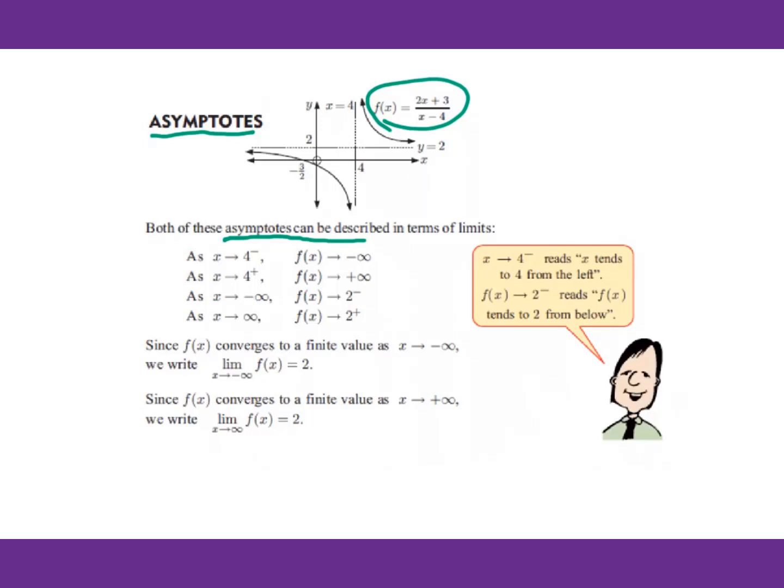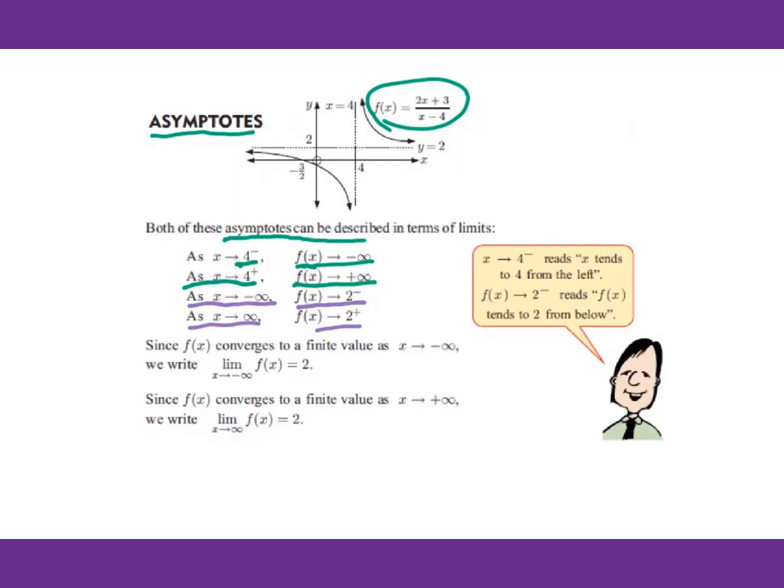As x tends to the vertical asymptote from the left, f of x tends to negative infinity. As x tends to it from the right, f of x tends to positive infinity. As x tends to negative infinity, f of x tends to 2 from below. As x tends to infinity, f of x tends to 2 from the top.